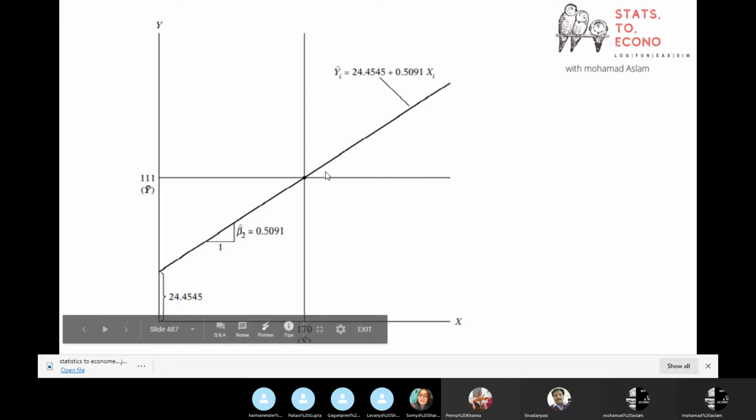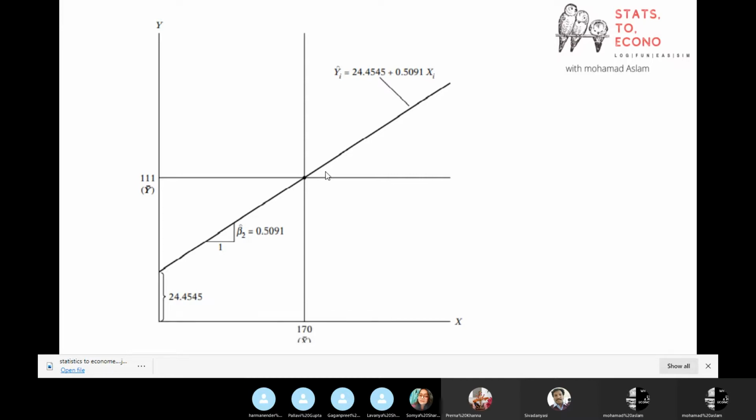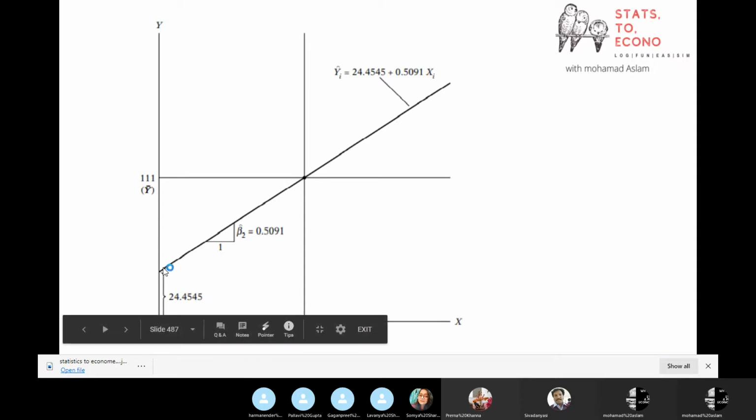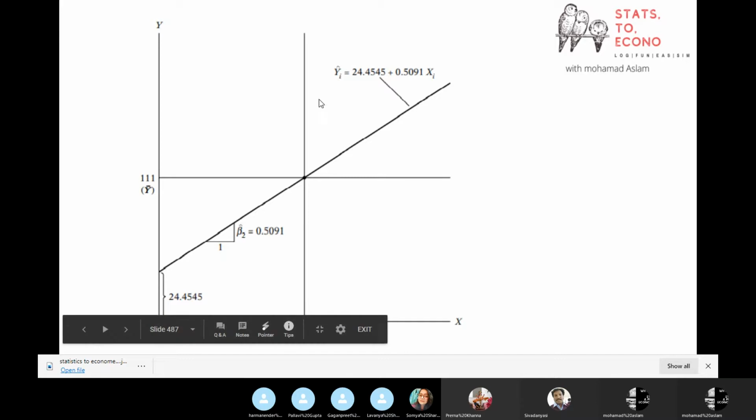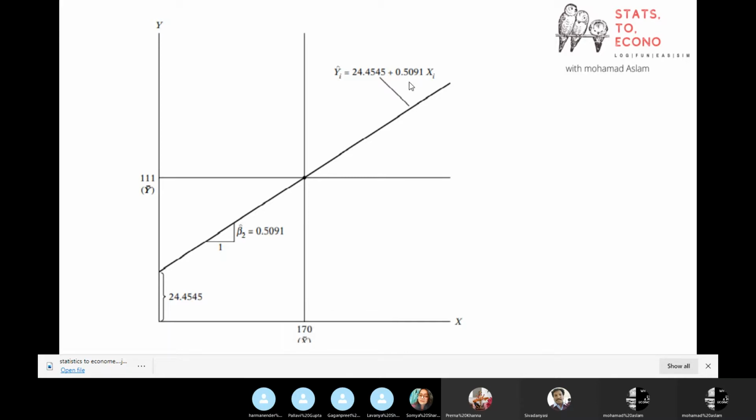The whole idea is we need a regression line. The purpose is to find how much change there is in y due to a change in the independent variable x, and that's what the slope coefficient will tell us. But when the slope of this independent variable is 0, there is still some value for the y variable. That's the intercept, here 24. And the slope is 0.50, so if x increases by 1 unit, y will increase by 0.50 units on average.